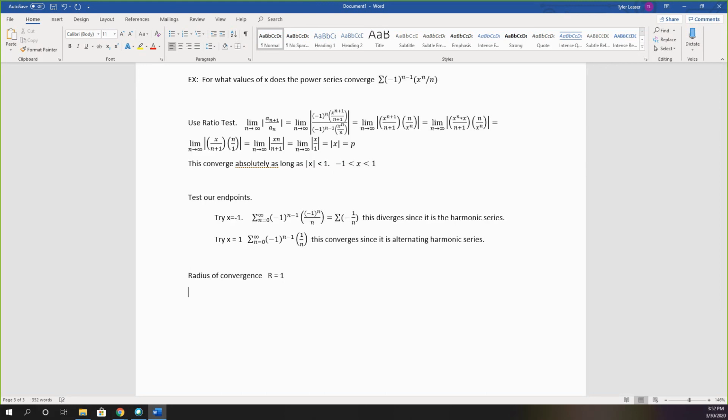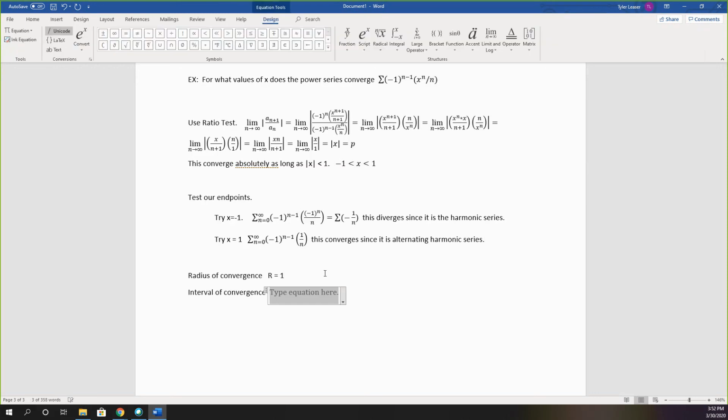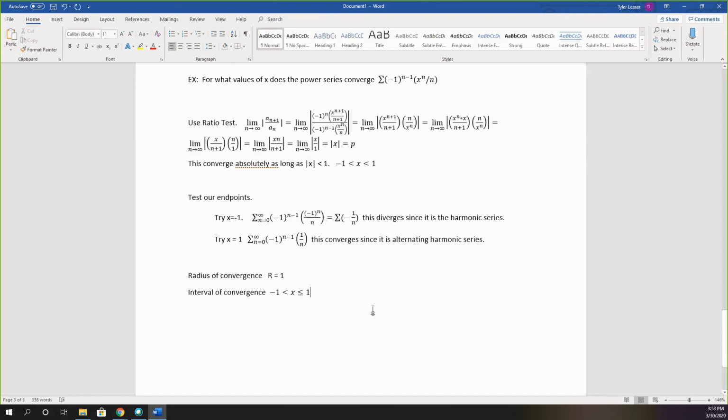It's probably going to ask you for the interval of convergence. The reason that we tested our endpoints is to decide whether we're going to put less than or equal to or just less than here. Remember that we just saw from our test that when x is -1, it diverges. So I'm just going to have a less than here with -1. But with +1, it converges, which means that I'm going to have a less than or equal to for this endpoint. So this would be my interval of convergence.